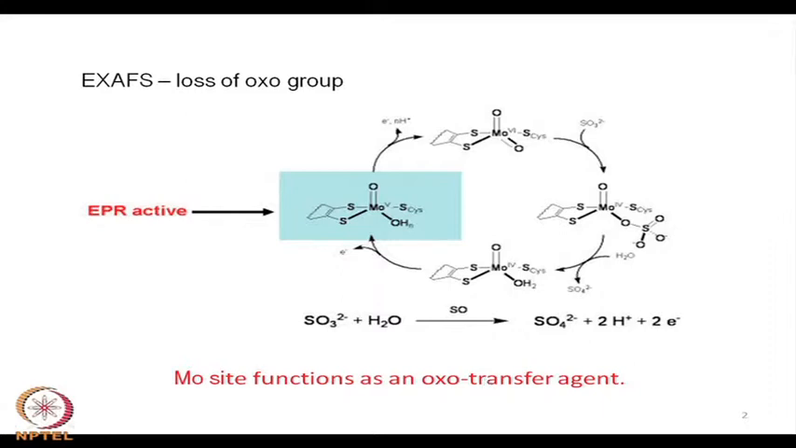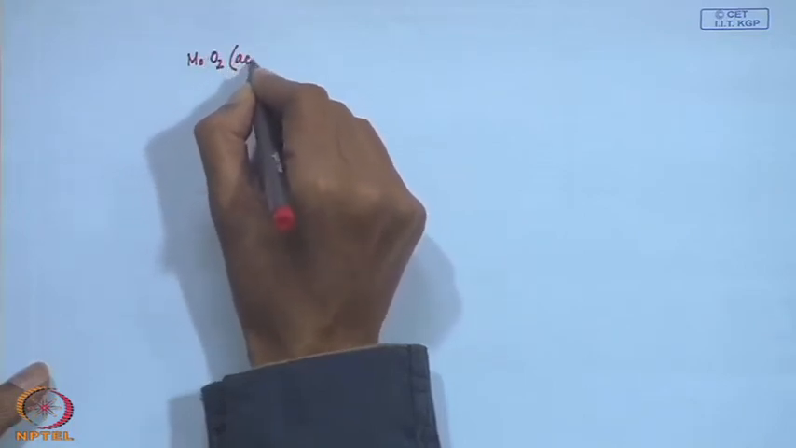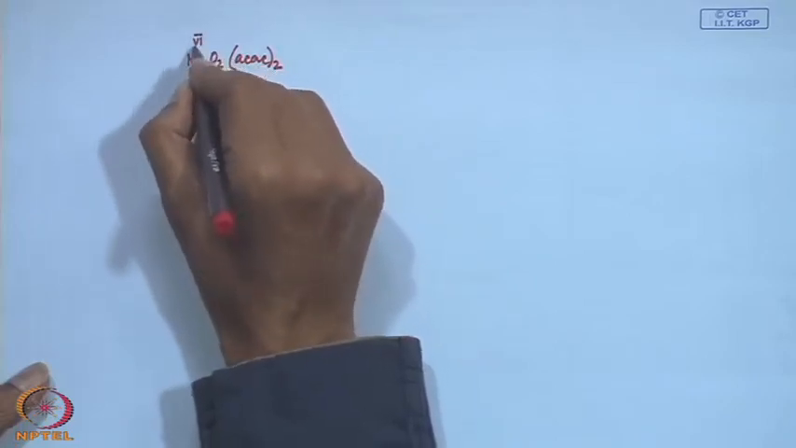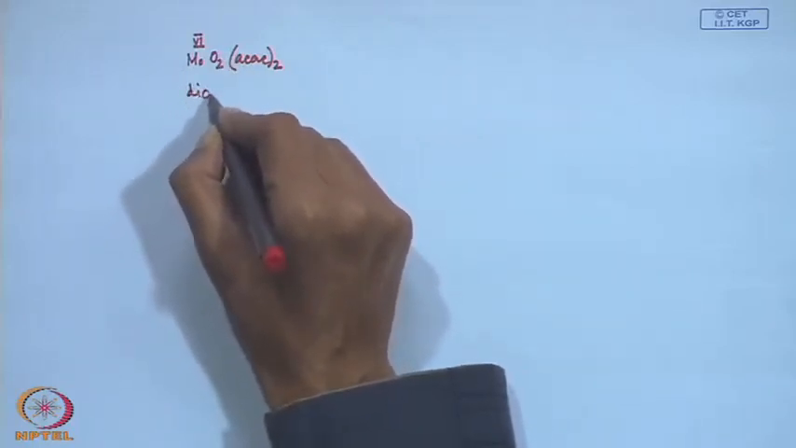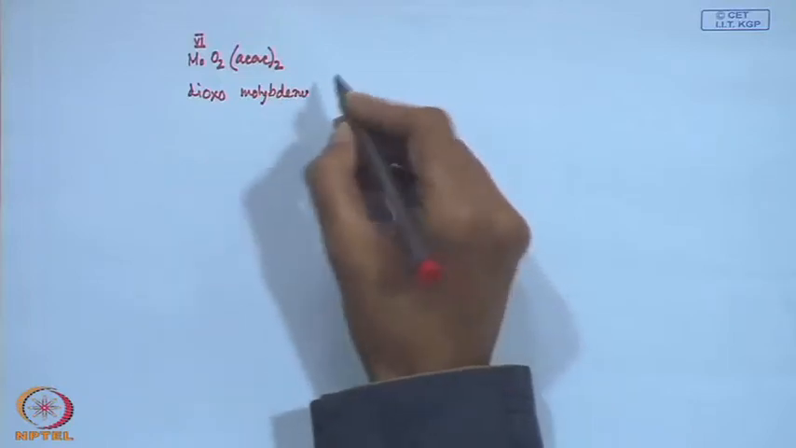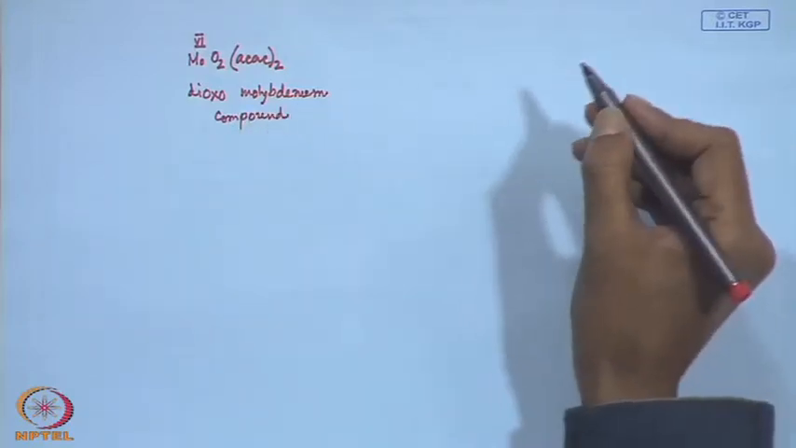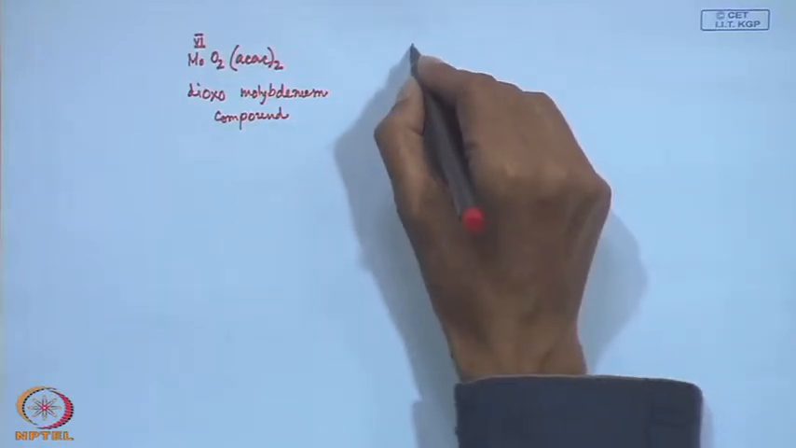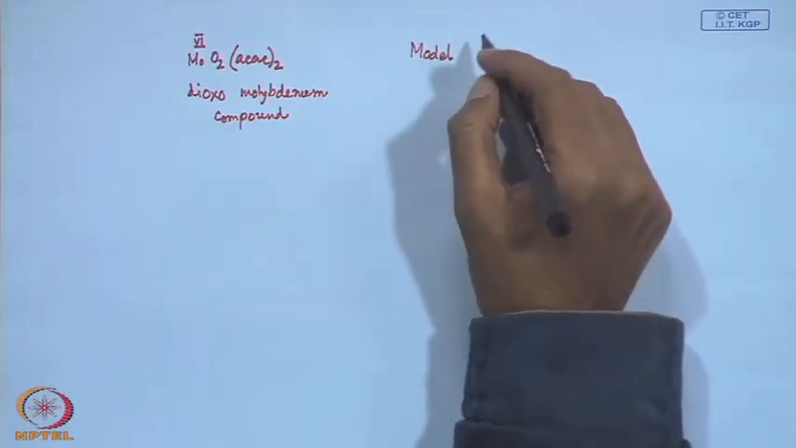So, what we will see in some synthetic molecules, what we have seen earlier, the most important example is MoO2 acetylacetone. So, MoO2(acac) is a typical dioxo molybdenum compound. You can think of all these model studies, because the model studies would be useful to know how good all these synthetic molecules are to transfer this oxo group.